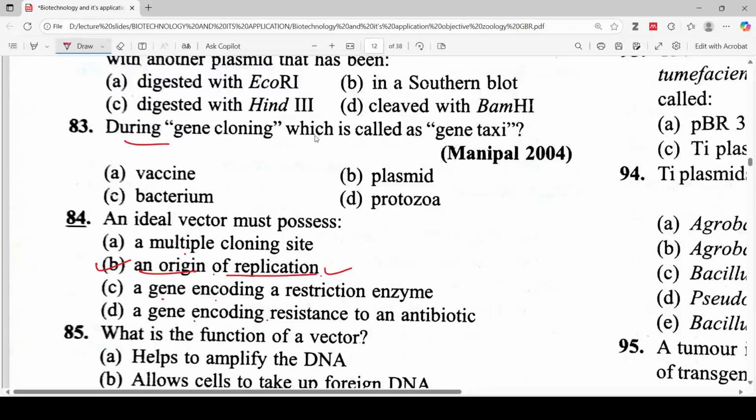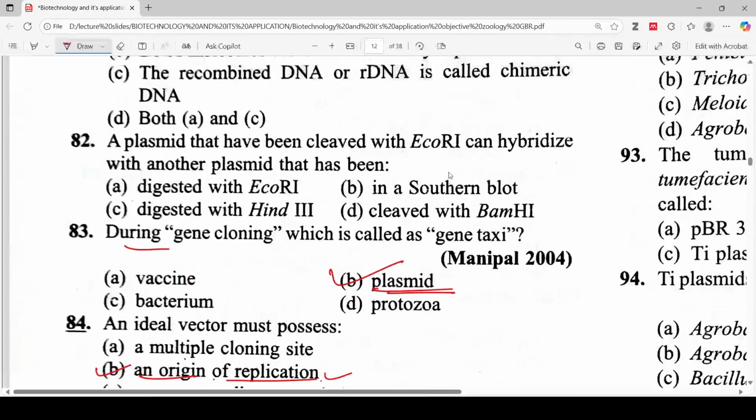During gene cloning, which is called gene taxi: vaccine, bacterium, plasmid, and protozoa. So the correct answer is option B, plasmid. A plasmid that has been cleaved with EcoRI can hybridize with another plasmid that has been digested with EcoRI. Option B, in Southern blot and digested with HindIII and cleaved with BamHI. So the correct answer will be option A, digested with EcoRI.